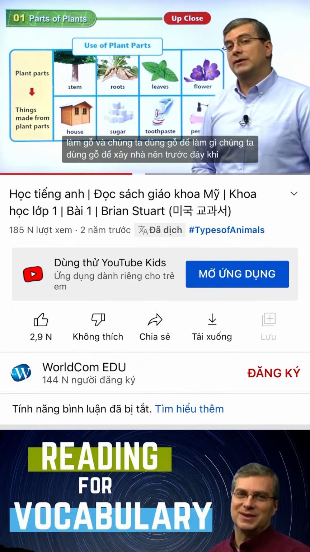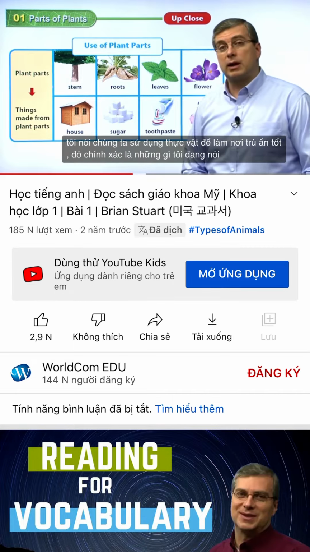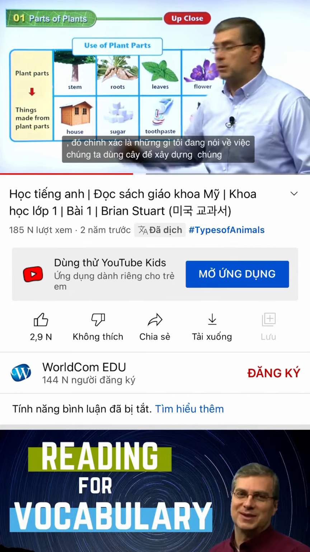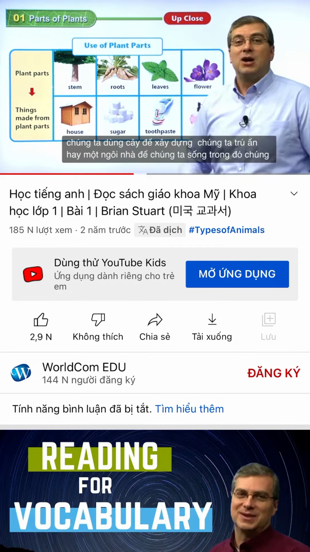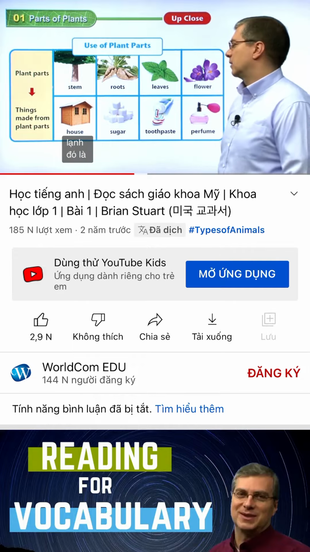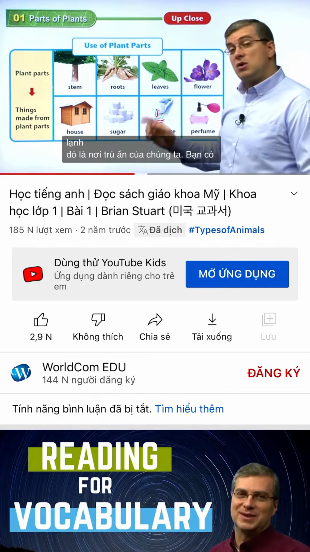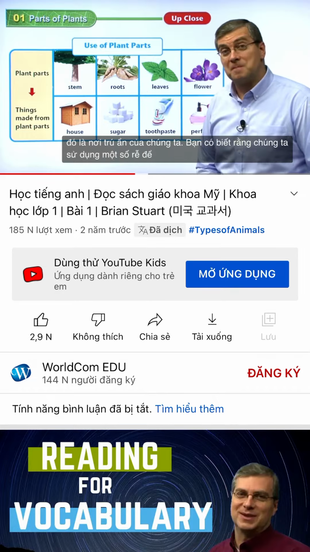So before, when I said we use plants for shelter, well, that's exactly what I was talking about. We use trees to build ourselves shelter, or a house, so that we can live in, we can protect ourselves from the wind and the cold. That's our shelter.